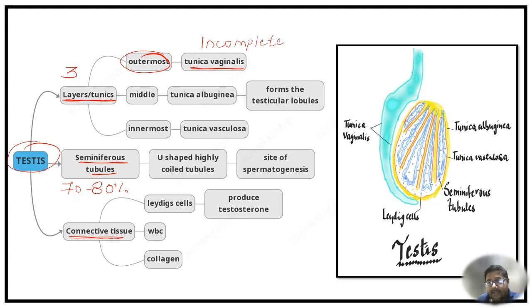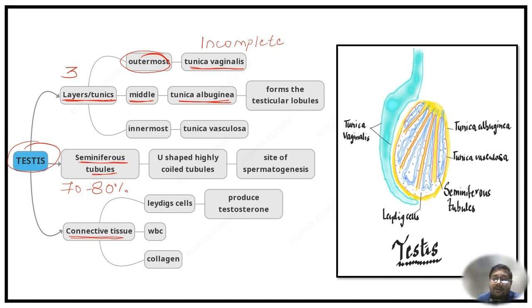It is incomplete. Incomplete means that it does not cover the testis completely. It only covers the testis halfway, you can say, or only anteriorly. Then inner to tunica vaginalis is the middle layer, and this is the most important layer of the testis, known as tunica albuginea. The yellow colored layer that you see in this diagram, that is the tunica albuginea.